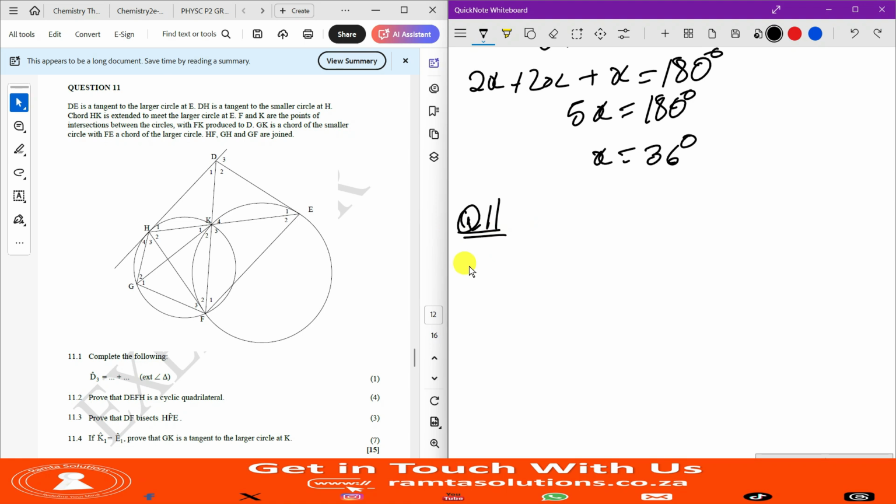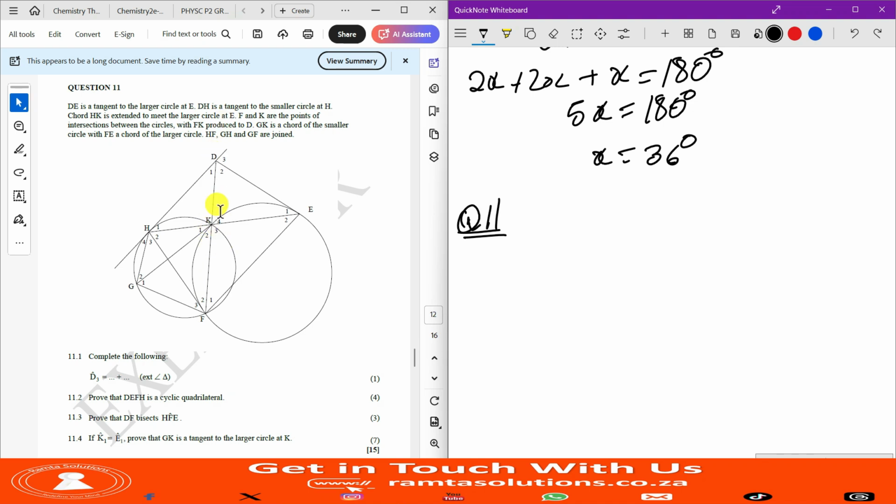So question 11 says DE is a tangent to the larger circle at E. DH is a tangent to the smaller circle at H. Chord HK is extended to meet the larger circle at E. F and K are points of the intersections between the circles, with FK produced to D.